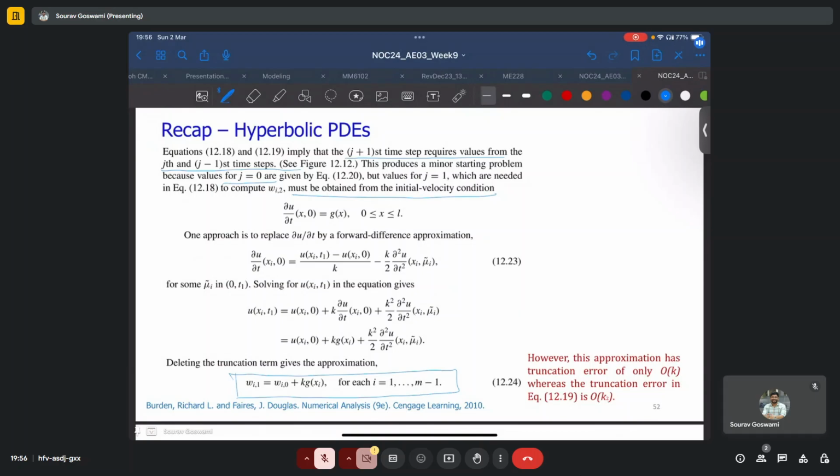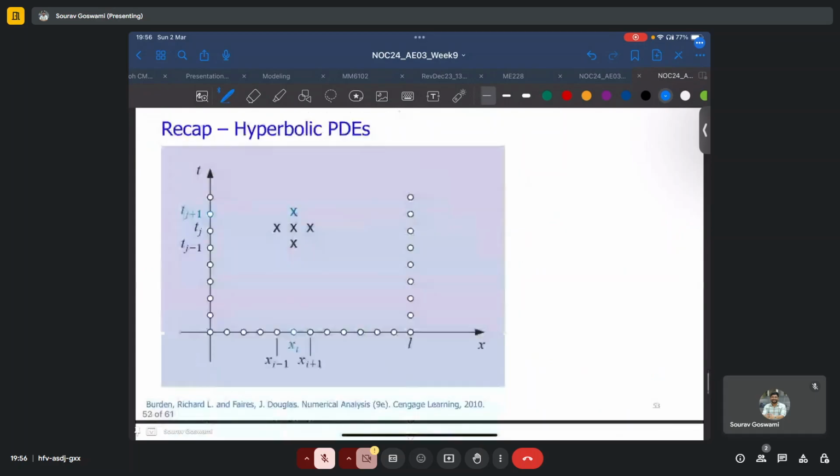This approximation, however, will have an error of order k instead of order k squared. And we can also visualize it here, where when solving for information at the blue cross, which is at the j plus 1th time step, we must make use of information available at three mesh points from the previous time step and one mesh point from the time step before, as illustrated here.